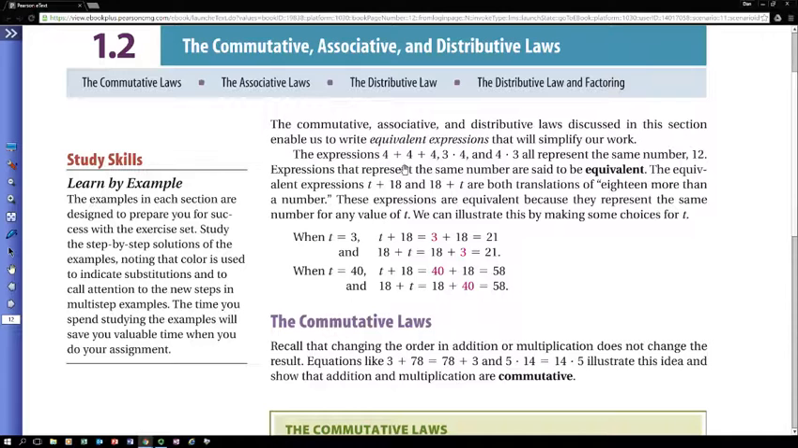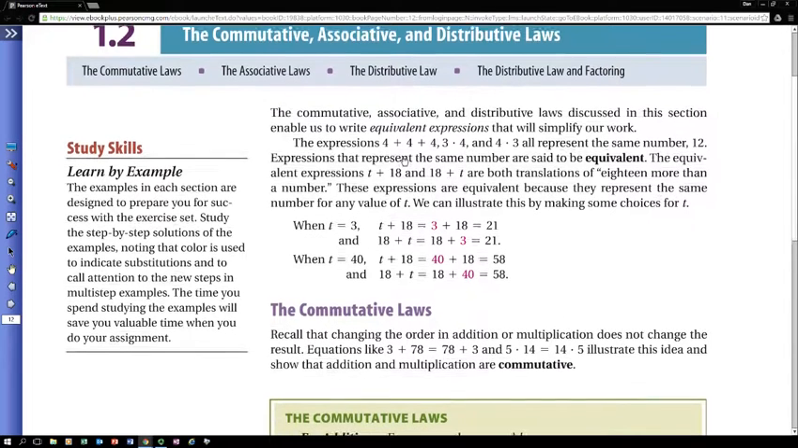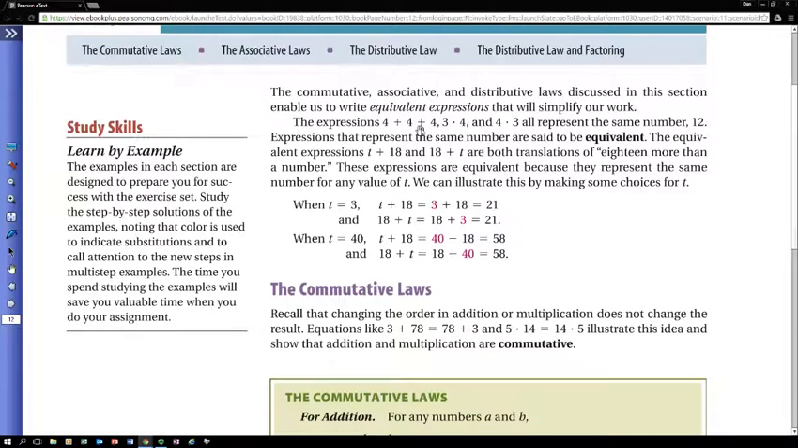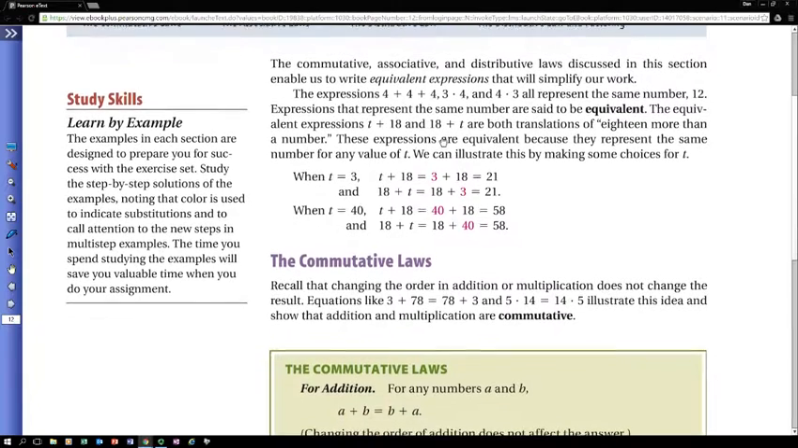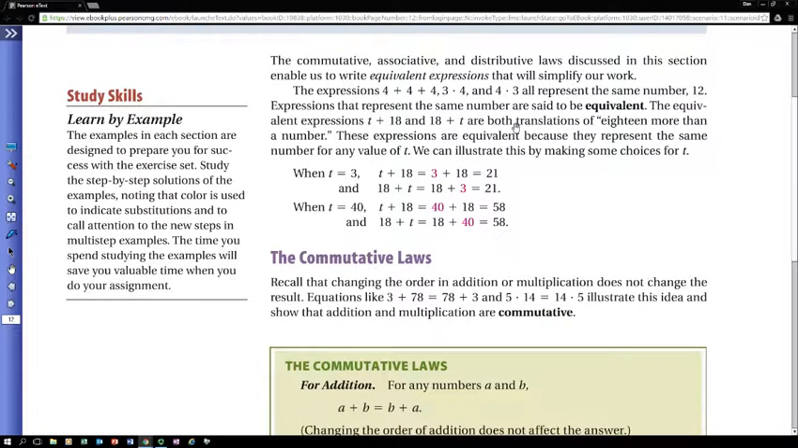So if we had these expressions with just numbers in there, like 4 plus 4 plus 4, which is the same as 3 times 4, and 4 times 3 represent the same number, and those kinds of things. They're talking about expressions that are equivalent, or in other words, they have the same value or the same evaluation if you put the same number in for the variable. When we get into equations, we'll talk about equivalency too when we're using some other principles to solve equations.